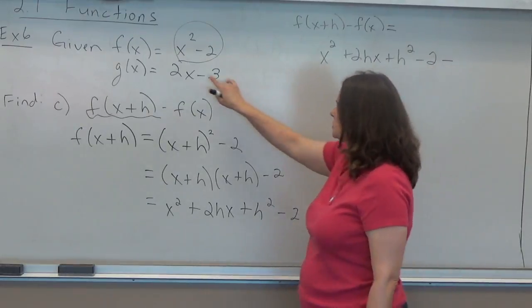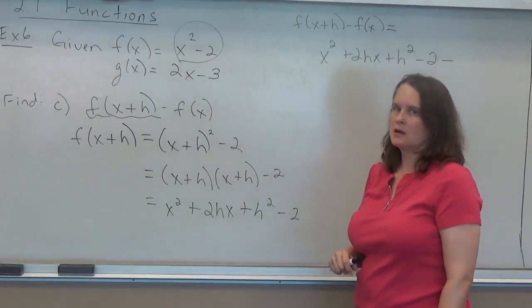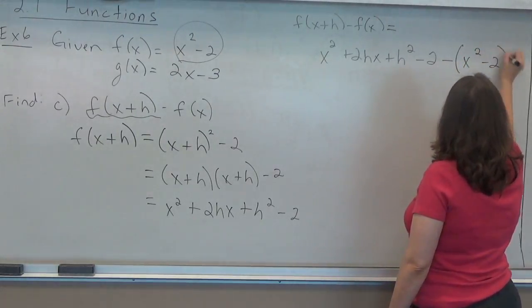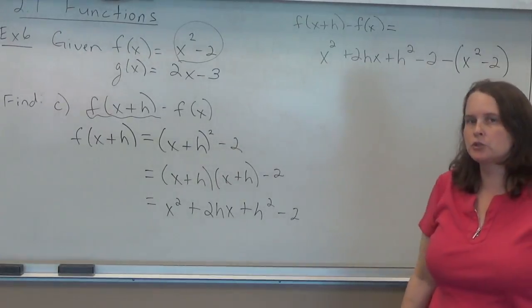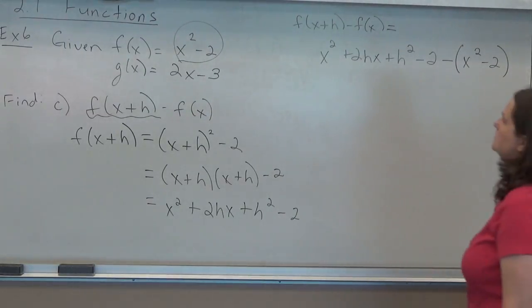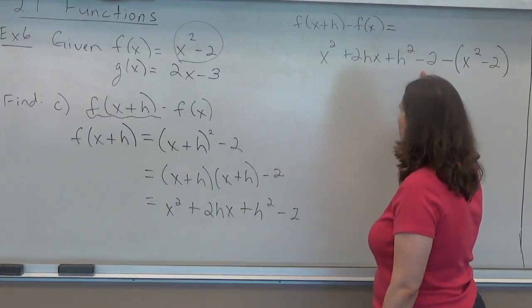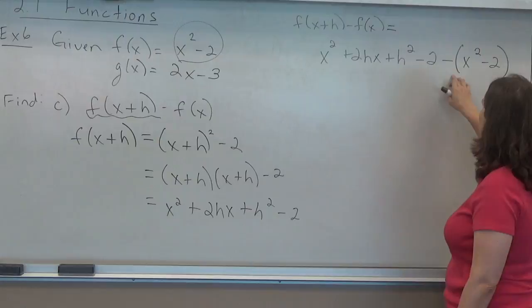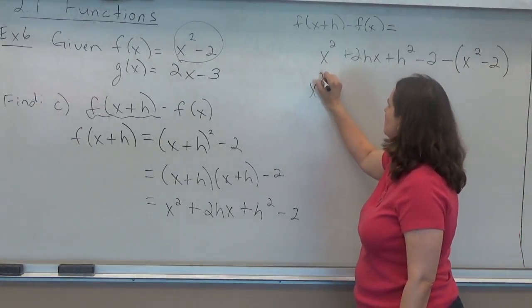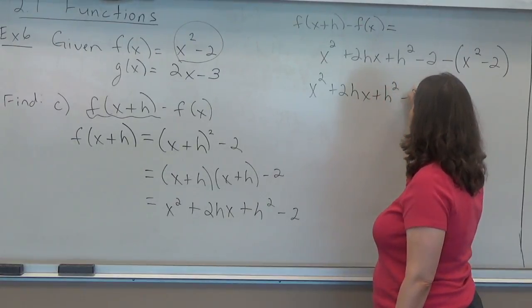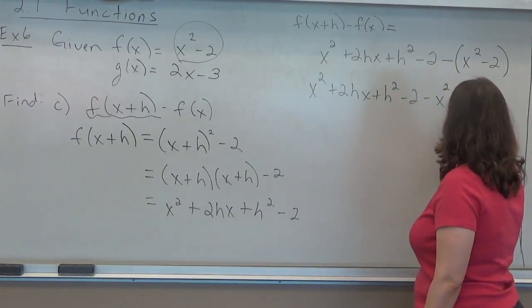Because I'm subtracting two terms, guess what I need to use? I need parentheses. Okay, so if you need to, pause the video, make sure you're following what I've done. Okay, so this is our f of x plus h that we got from the first part, minus the original f of x piece. Now we need to distribute the negative. We'll have minus x squared plus 2.